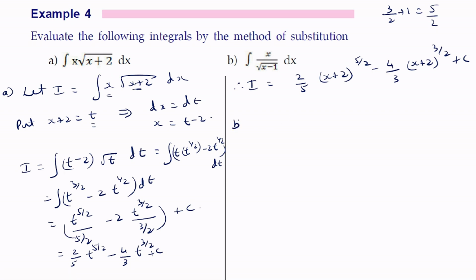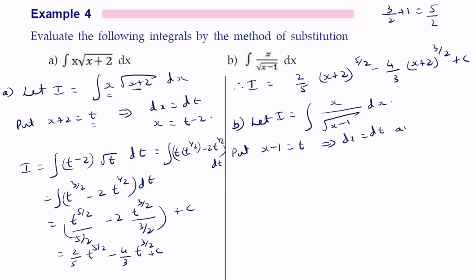Now let us do the second subdivision, which is b. Integral x by root of x minus 1 dx. So let I be equal to integral x by root of x minus 1 dx. Here let us put x minus 1 equal to t, so that dx will be equal to dt and x is equal to t plus 1.